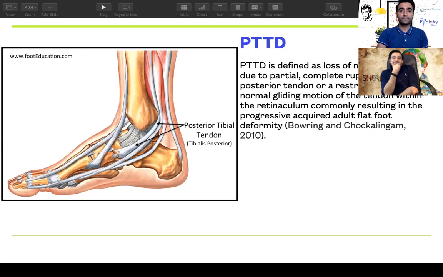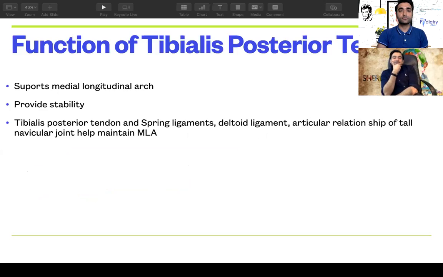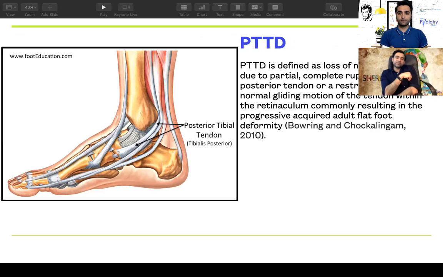This is where the retinaculum is. This is where it inserts, and then it goes underneath and inserts right underneath as well. The main insertion is at the midfoot, the navicular, and then it spreads off. The area where it's running is just behind the inside of your ankle bone.